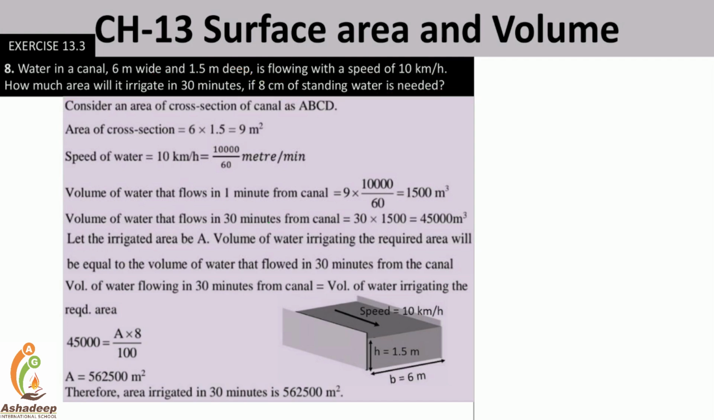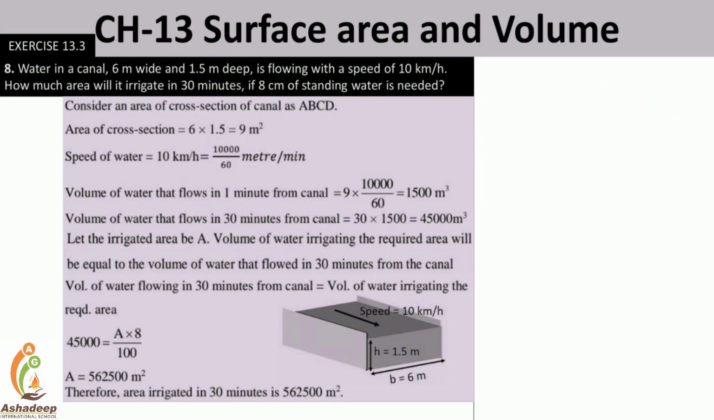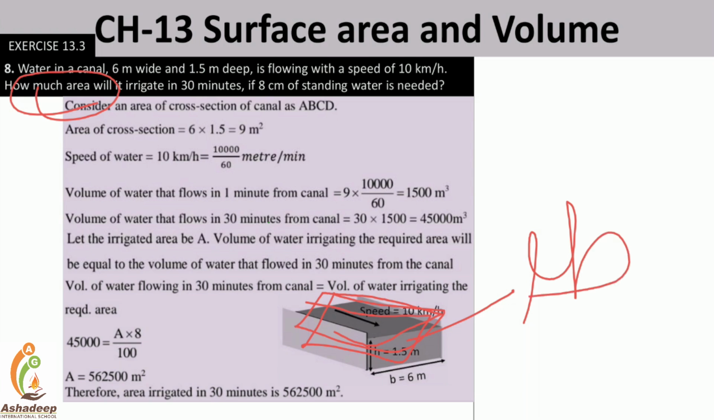See, we need to understand this in a way that this is the width, means B, and this is the depth, means H. Flowing at the speed, so speed is 10 kilometers per hour. Now how much area? You can very easily see that if the water is flowing, it is in the shape of a rectangle. So what is the area of a rectangle? Area of rectangle is nothing but L into B.